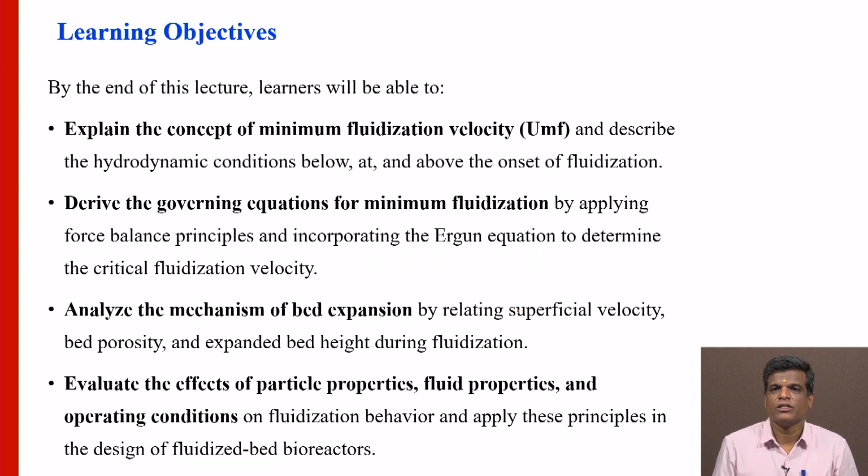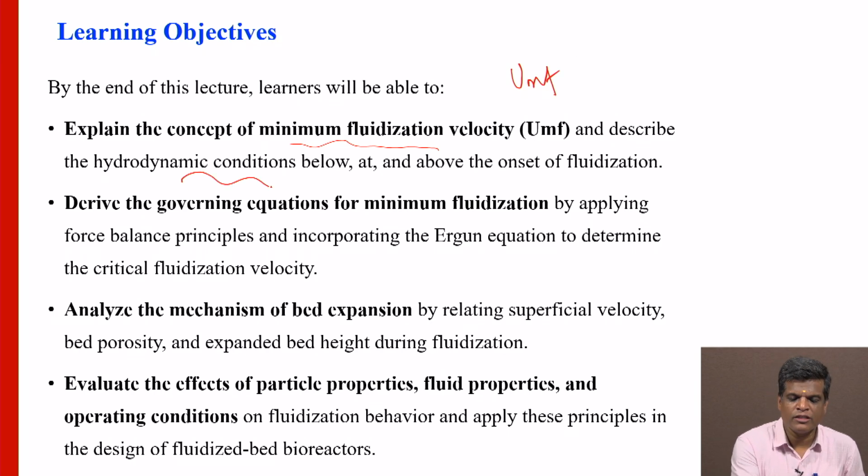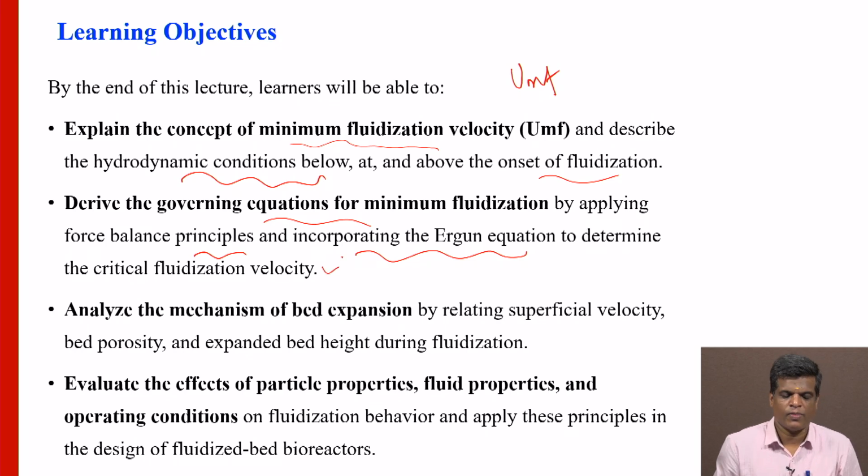By the end of the lecture, we will be able to learn the concept of minimum fluidization velocity, that we call U_MF. Then also describe the hydrodynamic conditions below, at, and above U_MF, that fluidization part. Then derive the governing equation for minimum fluidization by applying the force balance principle. Then of course, incorporate the Ergun equation to determine the critical fluidization velocity.